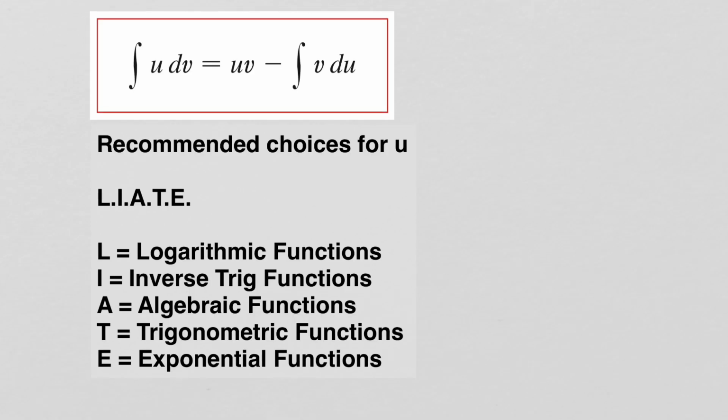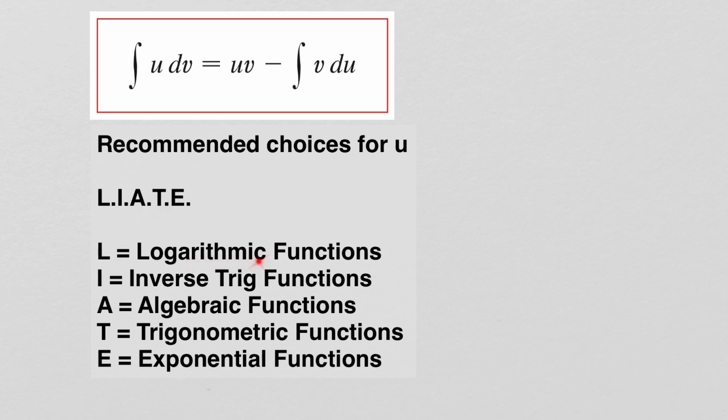When using integration by parts, the fundamental choice you have to make is what to let u be equal to. Once you've decided that, then dv will simply be the remainder of whatever was in your original integration problem. So here we have a way to make recommendations on your choices for what to let u be equal to. And it's the acronym LIATE, which sometimes people pronounce LIATE.